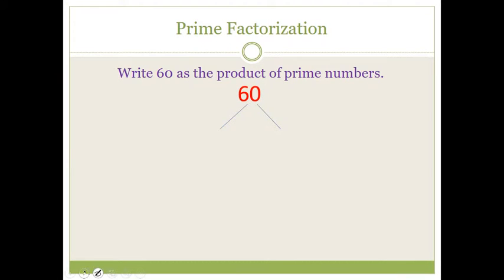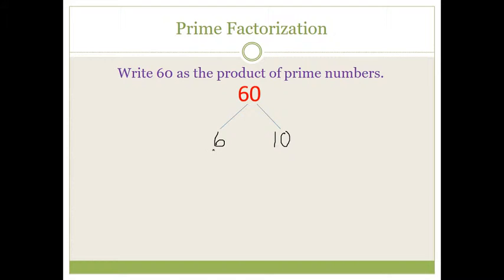Alright, so I'm thinking of any two numbers that multiply to 60. And again, there's more than one option, but any numbers you can think of that multiply to 60. So when I ask a student this question, the answer I get most of the time is 6 and 10. Because 6 times 10 is 60.